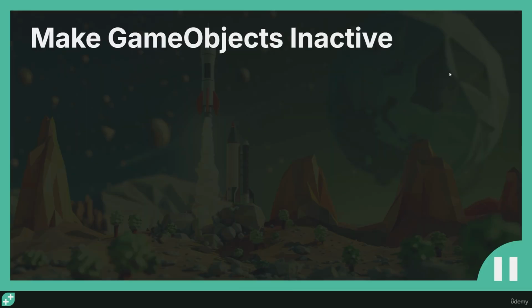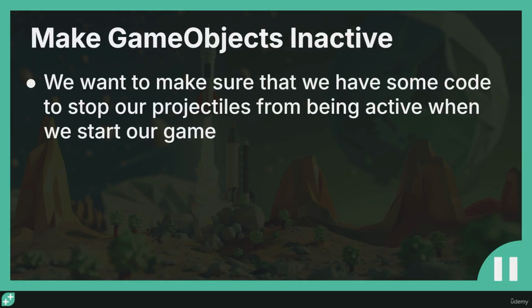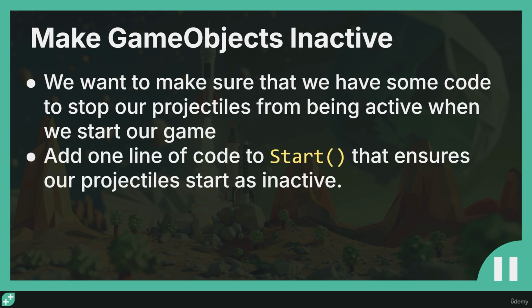The challenge is to make our game objects inactive. We want to make sure that we have some code to stop our projectiles from being active when we start our game. So in other words, setting their SetActive to false. The challenge is to add one line of code to Start that ensures our projectiles start as inactive. I'm not going to tell you which script to put that in, but have a think about where that needs to be. It's just one line of code, and you need to think about who's going to own the fact that it should start off asleep, so to speak.